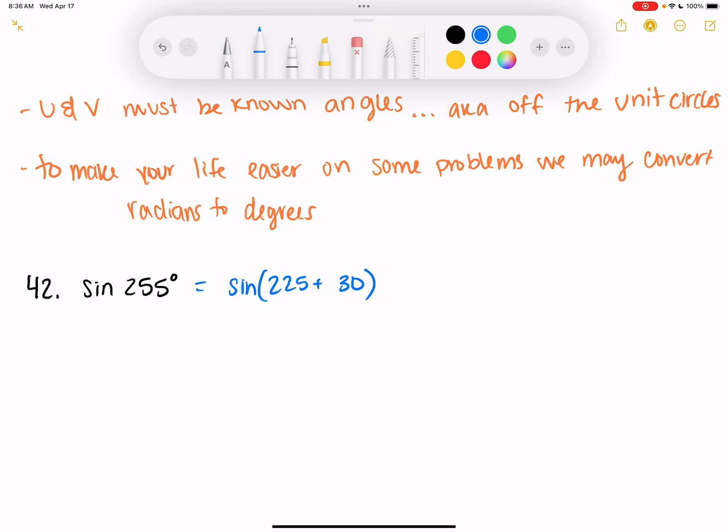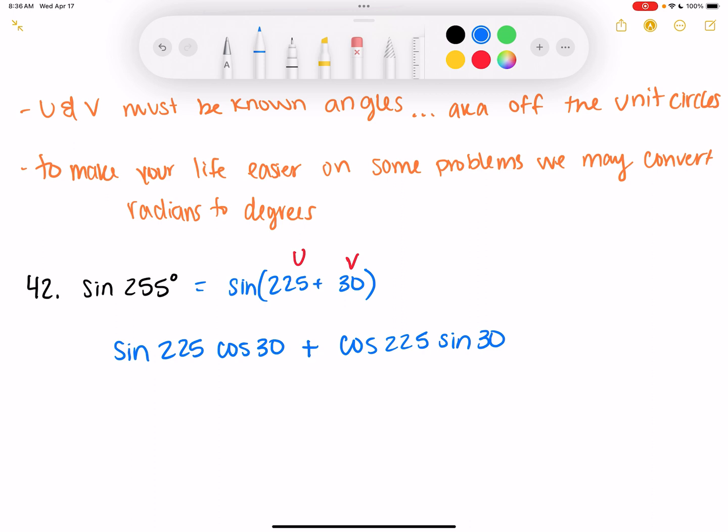So that formula is going to be the sine of u. The first number is going to be u, the second one is v in the formula. So it's going to be the sine of 225 cosine of 30, and those things will be multiplied together, plus, same sign for sine, cosine of 225 sine of 30.